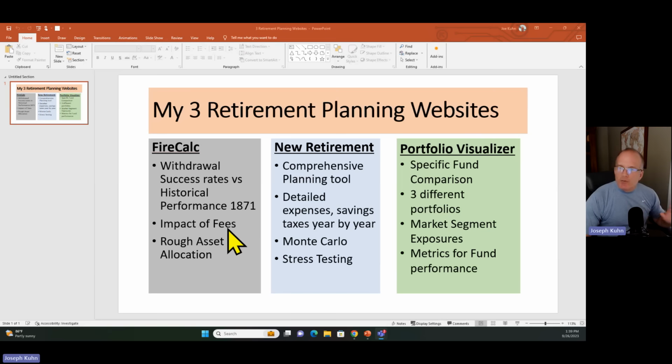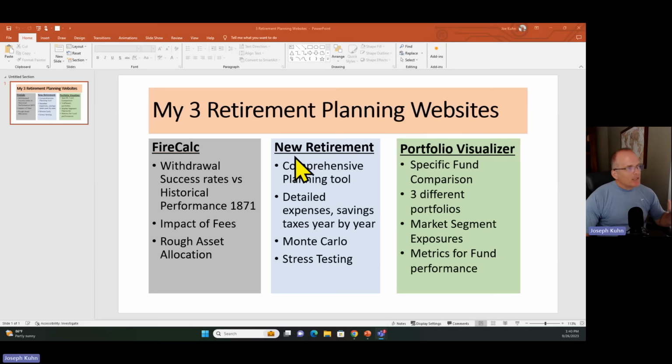Also, it has a nice visual on the impact of fees on your portfolio. But the downside, it's a rough asset allocation. You don't get down into specific funds. So it really just says, hey, large cap value, large cap stocks, large cap growth, and you select those, and a percent of equities versus bonds. Very high level, but it uses history. I love that, using history.